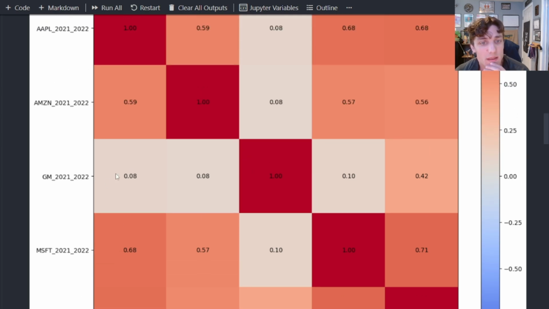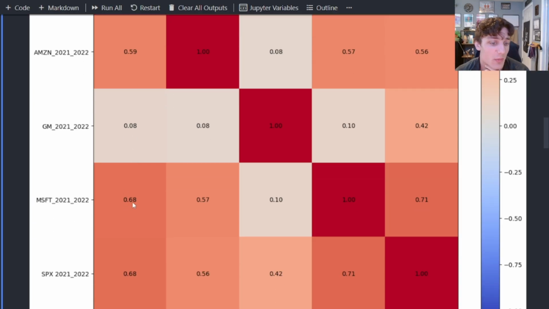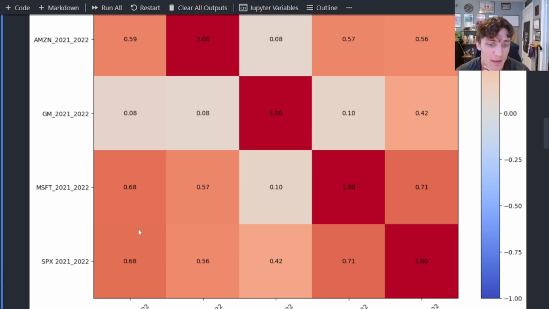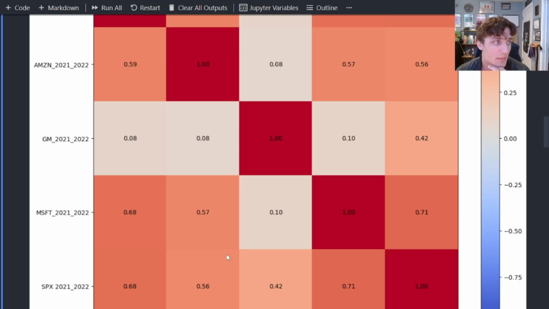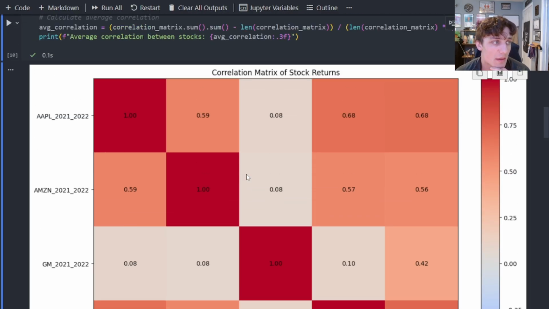But here we're taking a look and we see that Apple is highly correlated with Amazon, not as correlated with General Motors, and this would make sense, right? Because they're in different sectors, but they are still exposed to some underlying market risk. Apple is highly correlated with Microsoft, which is also what we would expect, and it seems also to be highly correlated with the S&P 500. So this is quite interesting, but what we can tell here is what is this correlation an actual measure of?